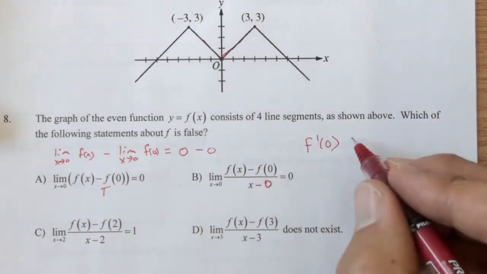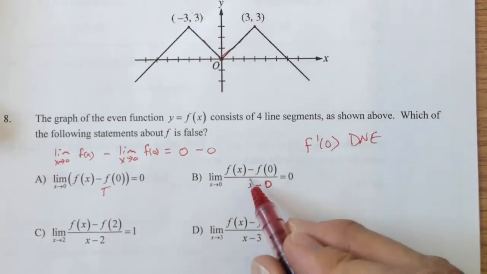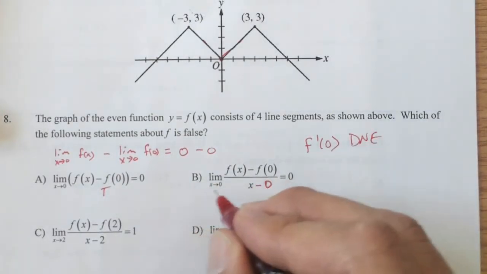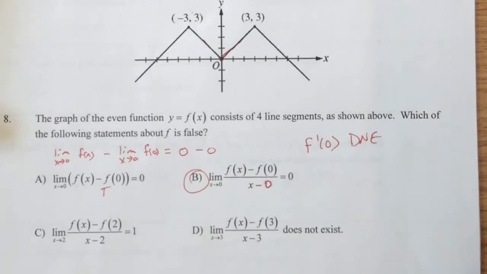So f prime of 0 does not exist. But this says f prime of 0 is 0. That is a false statement. So our answer is B. Now, C and D are obviously true. Really quick, let's check why.